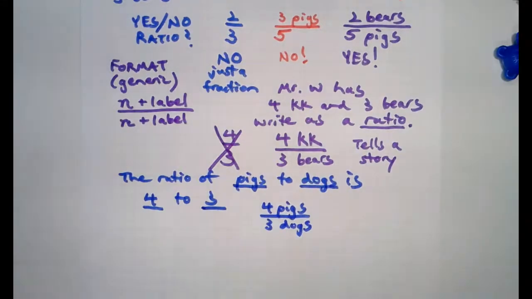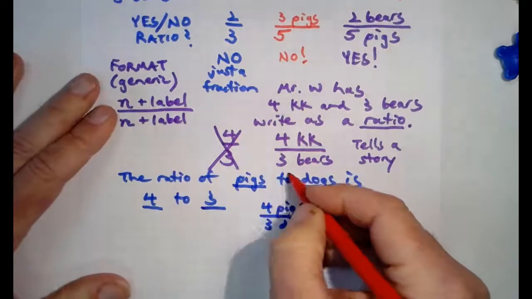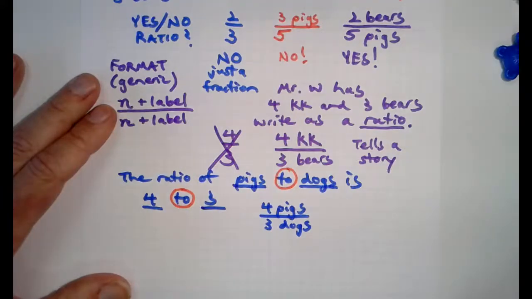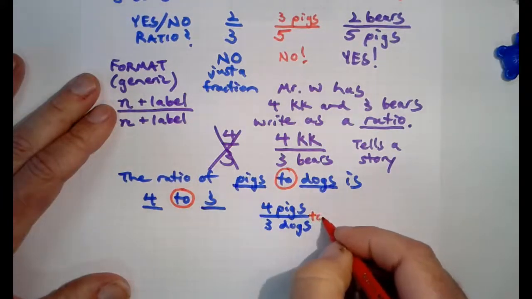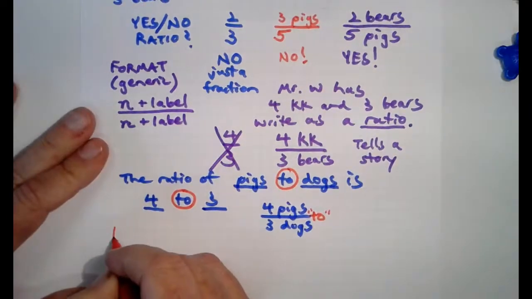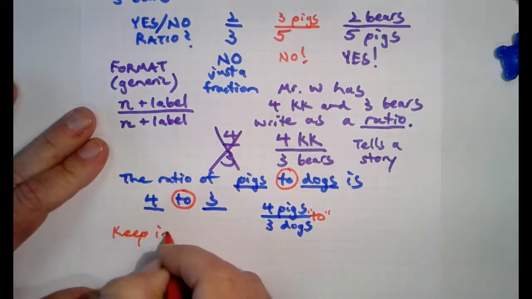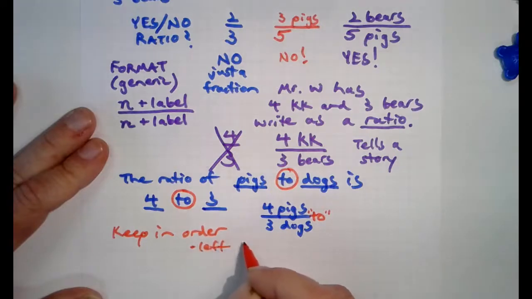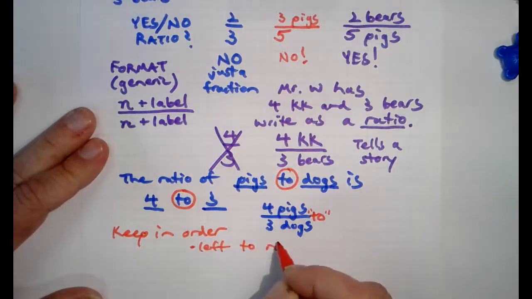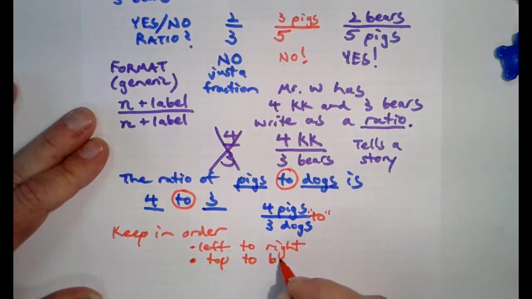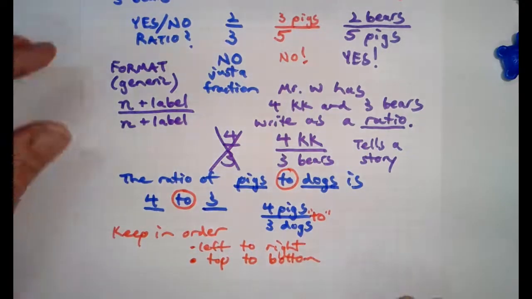Hopefully you noticed a word happening over and over again there. The word to tells you what comes first and what comes next. The fraction bar also represents the word to. So keep them in order, left to right, top to bottom. There's that word again, to. That means left comes first, right comes next. Top to bottom. That means top comes first, bottom comes next.